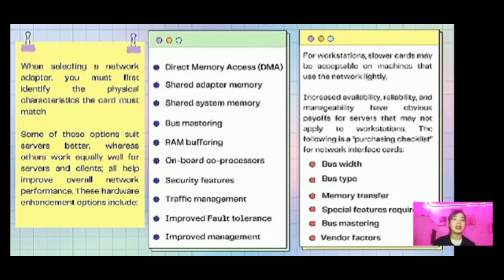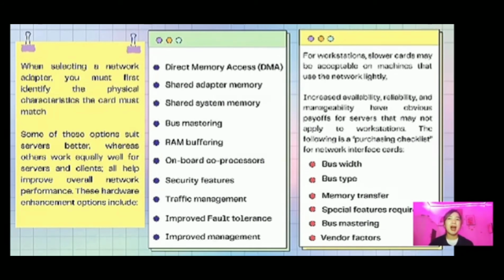So in shared system memory, it means that the NIC's onboard processor selects a region of RAM on the computer and writes to it as if it were buffer space on the adapter. So in this instance, the adapter treats computer RAM as its own.